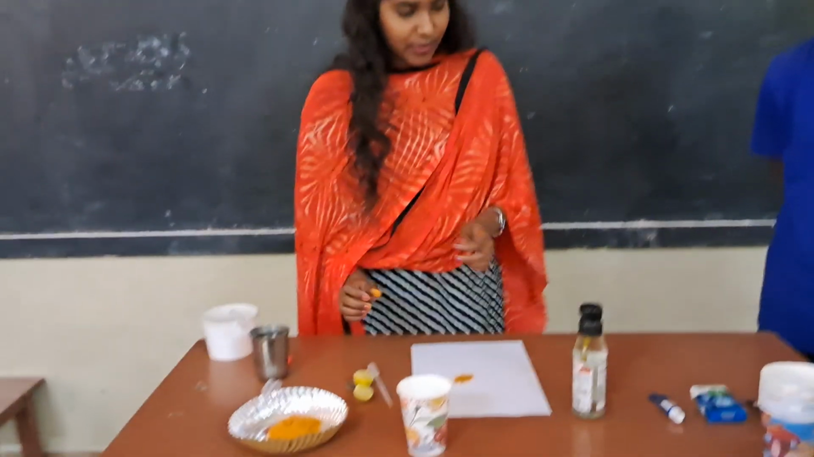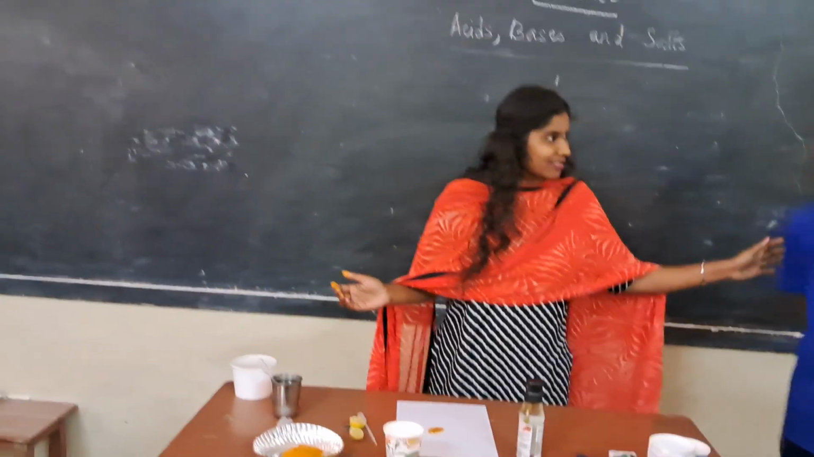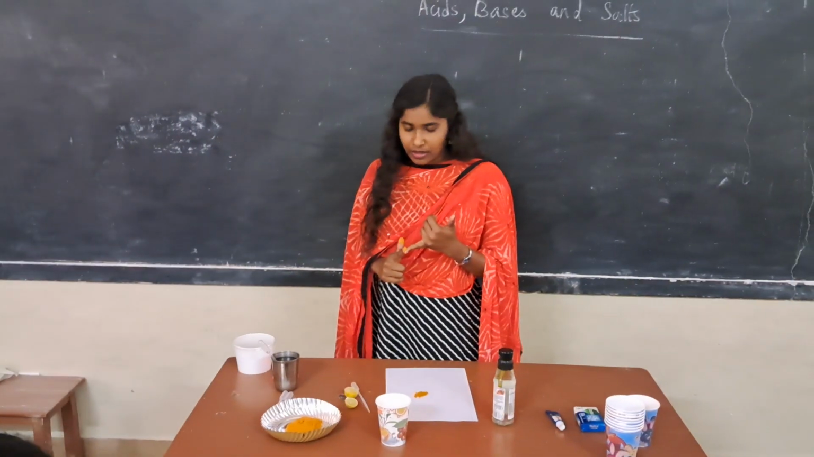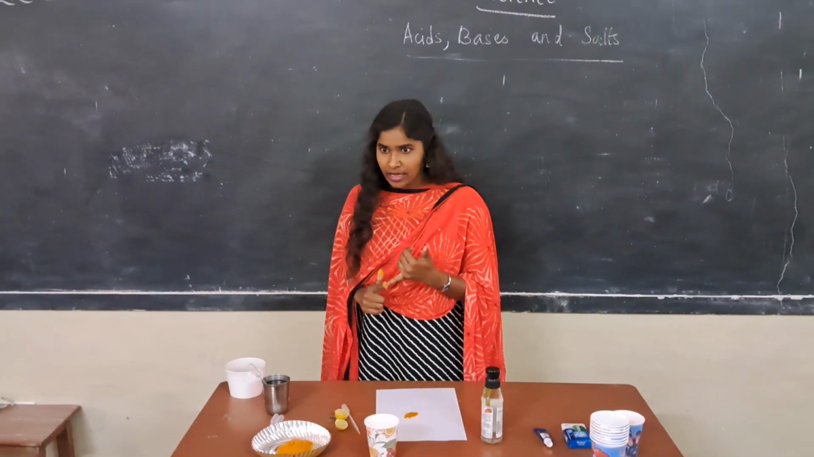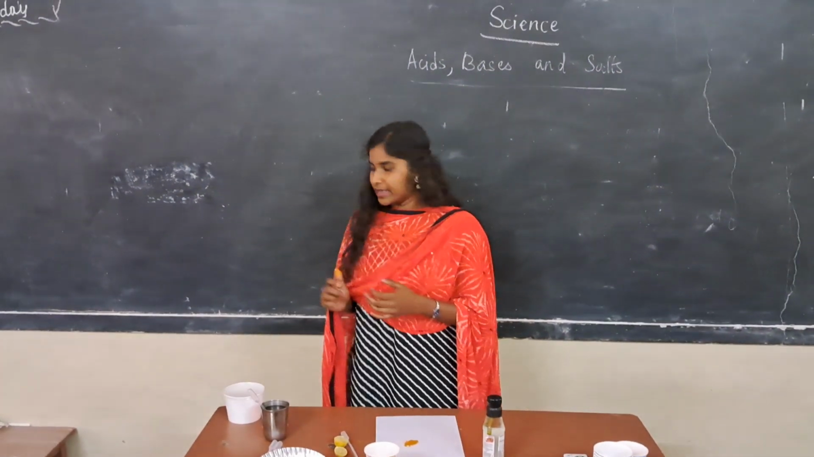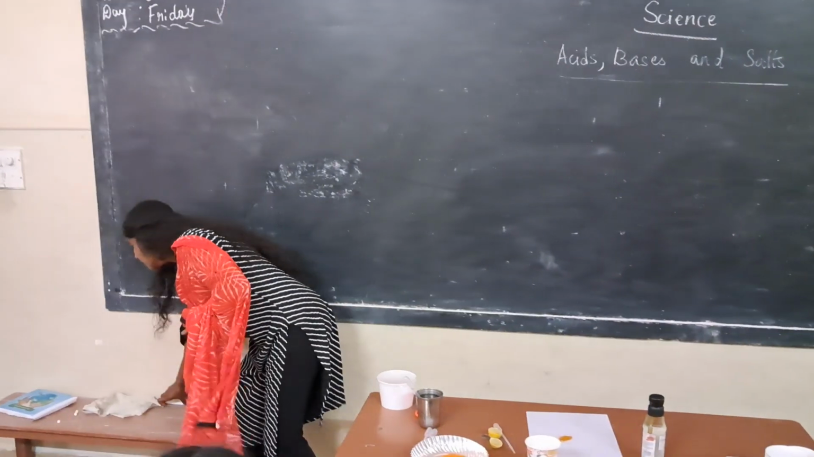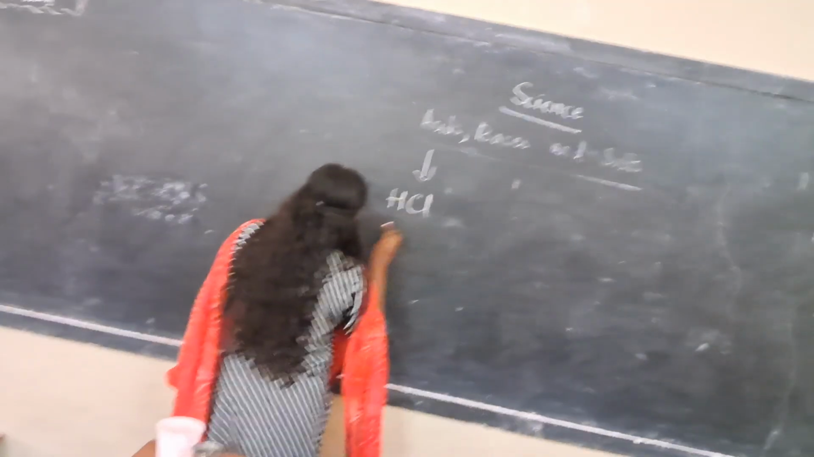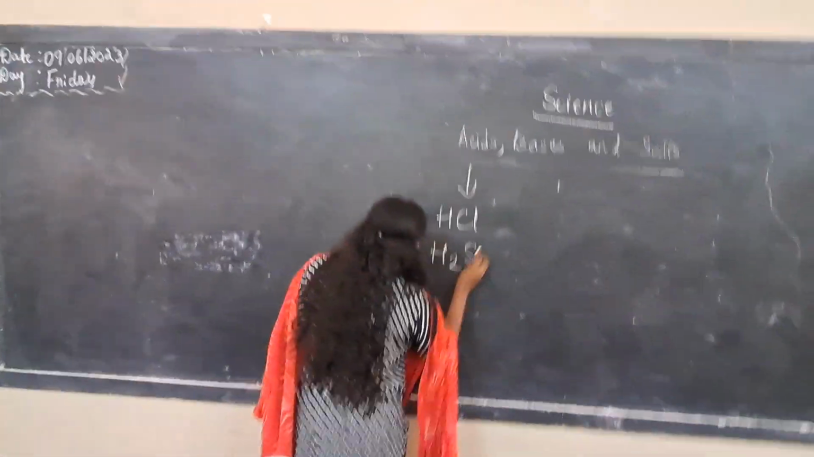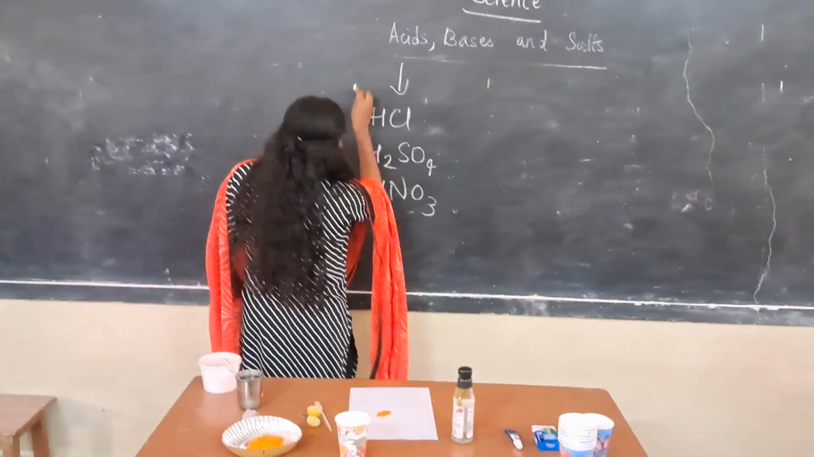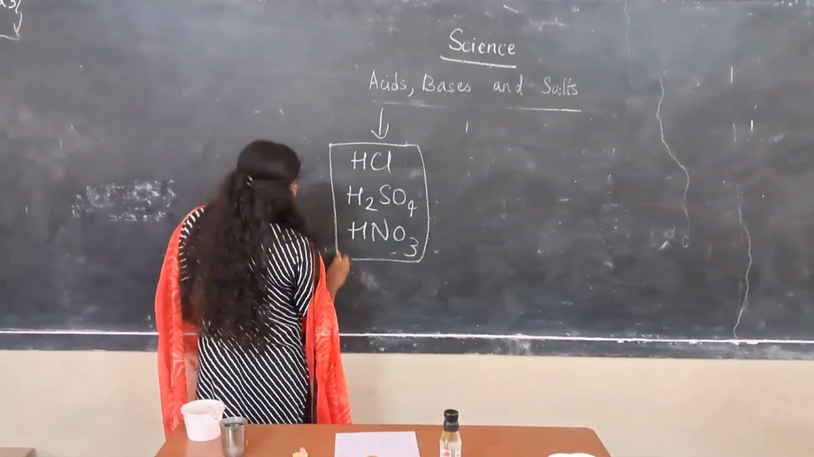The next thing we will see is a few examples of acids. You have hydrogen chloride, which is HCl, sulfuric acid, H2SO4, and then you have nitric acid. So these three are very common examples of acid. One is HCl, H2SO4, and HNO3. These are the things that we use in the laboratory.